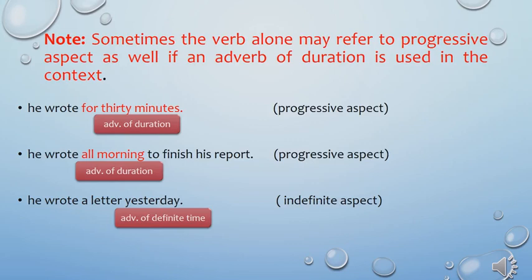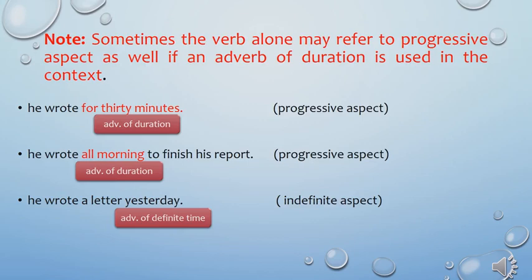In the second example, he wrote all morning to finish his report. Again, we have a sentence in the past simple tense, and the verb comes alone without any auxiliary, wrote. But you have to notice that we have the adverb of duration all morning, all plus time. So it indicates that the action of writing continues all morning. And because we have an adverb of duration, we cannot say that the aspect of wrote is an indefinite or a simple aspect. It is a progressive aspect.